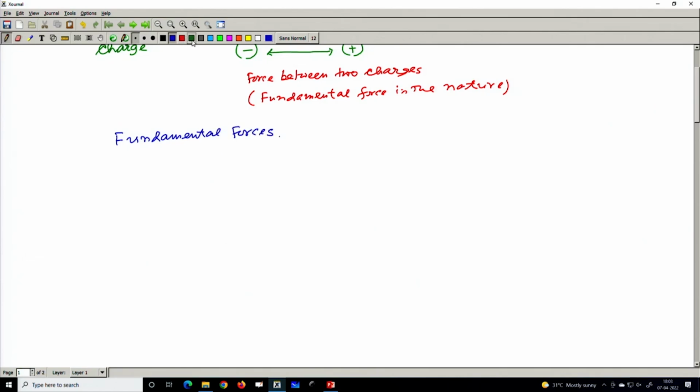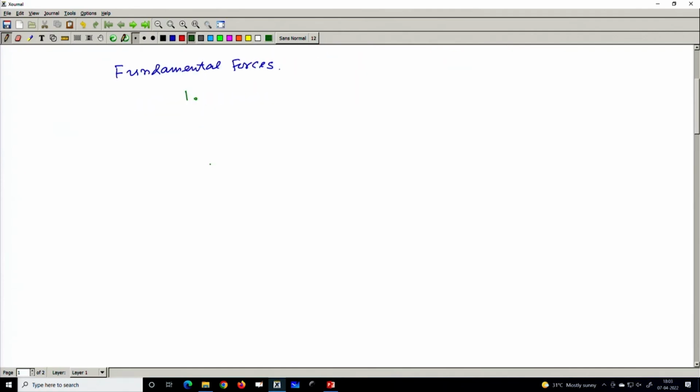The fundamental forces are, namely, the gravitational force, where we know that the force is defined by two particles m1 and m2, which are the masses, and if r is the distance between them, then this is the way it works.